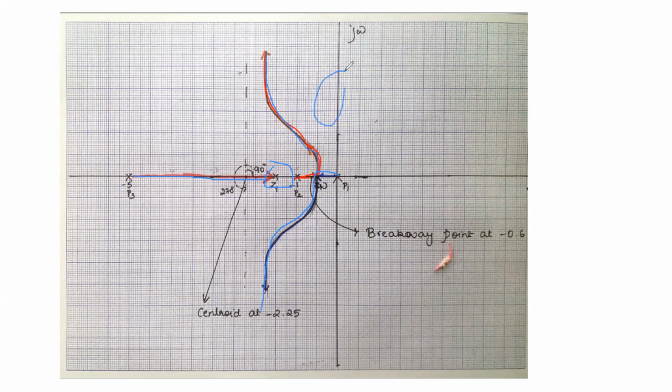They are not touching the imaginary axis. And of the three, only minus 0.6 is the valid breakaway point. The same thing you can do using the graph.